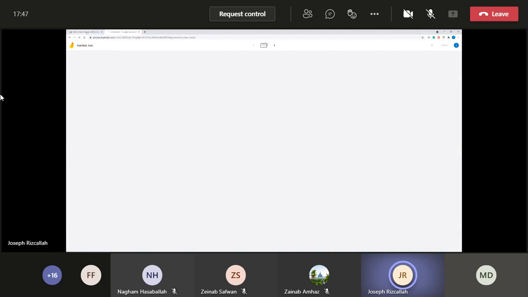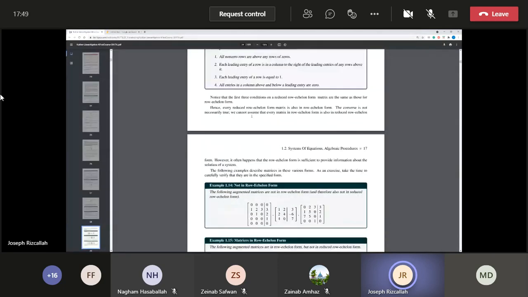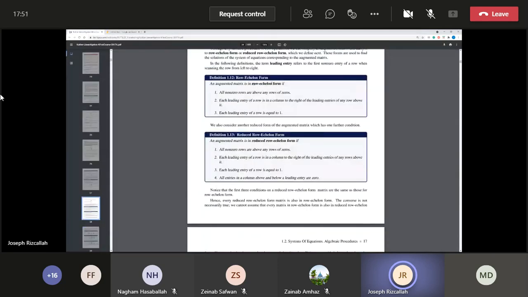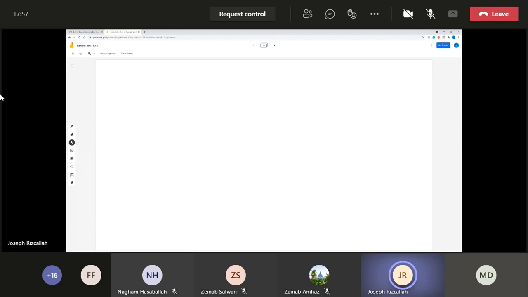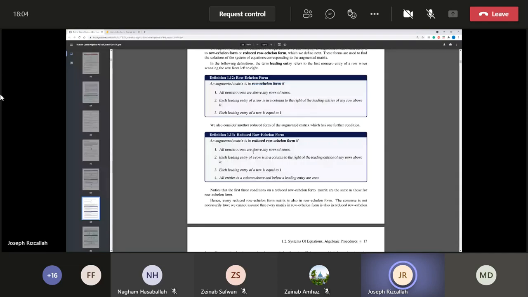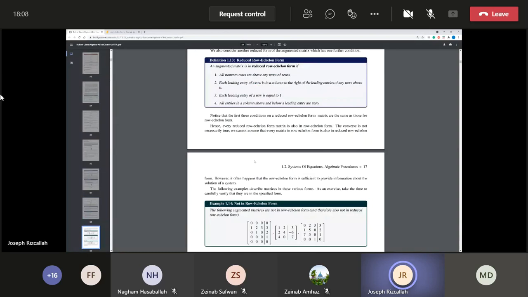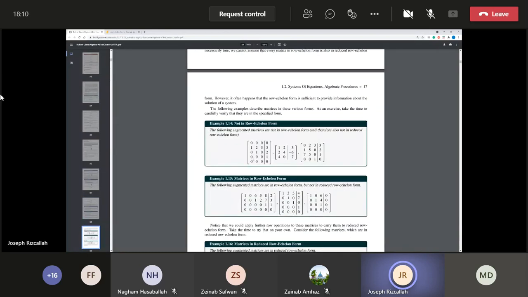Let me call it row echelon form. We call it row echelon form. So the matrix was, I wish I could copy this matrix, but I think I can't. There is no way I can copy it. So let me write it here. So this was our matrix.